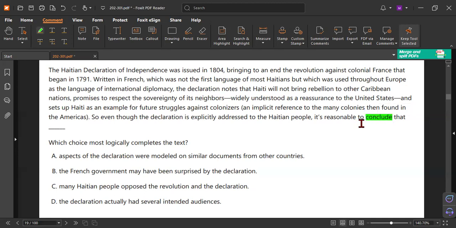Remember, he said here include, and he said, so even though the declaration is explicitly addressed to the Haitian people, so it's reasonable to conclude what? So we need a conclusion based on this fact. So an idea not mentioned, deleted. Let's read it again very quickly.